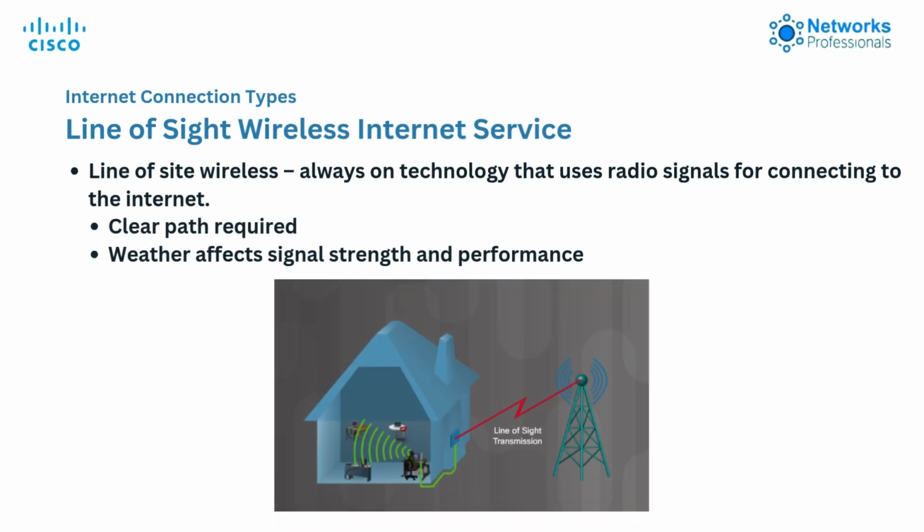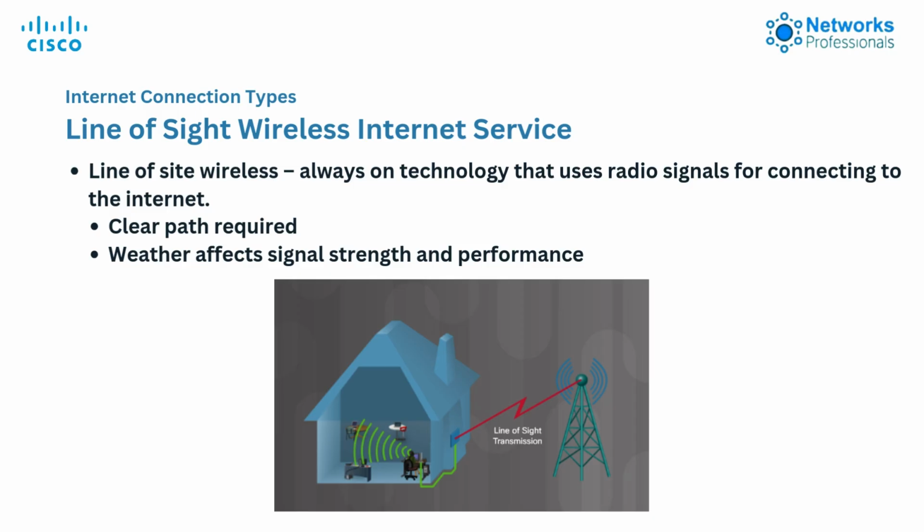Internet connection types. Line of sight wireless internet service. Line of sight, LoS, wireless internet is an always-on technology that uses radio frequency signals to establish a connection between two fixed points, usually a transmitter, like a tower, and a receiver, such as an antenna on a building. For this connection to work effectively, there must be a clear, unobstructed path between the 2 points. This is what we call the line of sight.